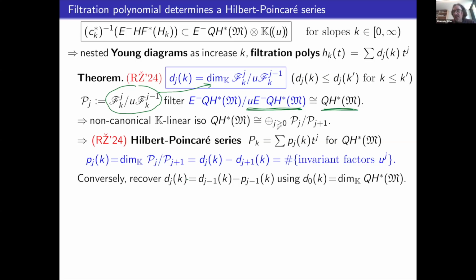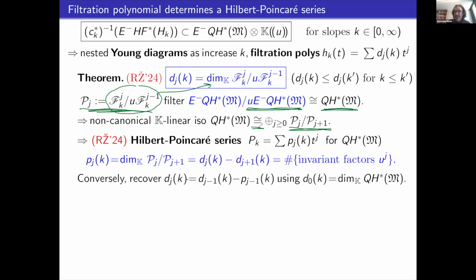So this is in this context in algebra. You talk about a Hilbert-Poincaré series. If you have a filtration like this, you look at the successive quotients. If you like, you can write down a non-canonical isomorphism of your vector space in terms of these successive quotients.